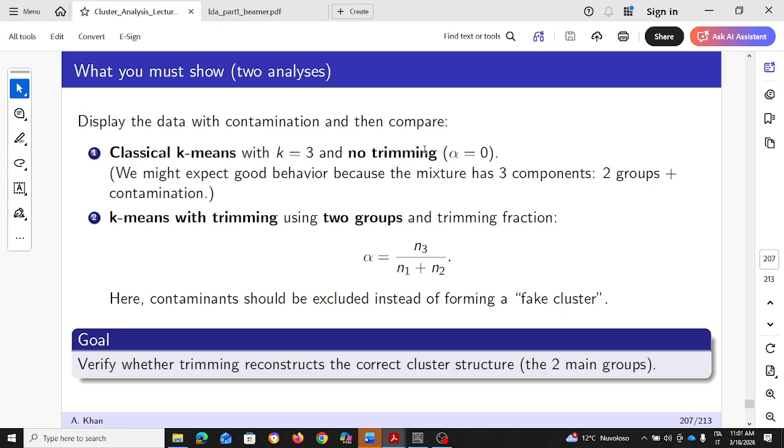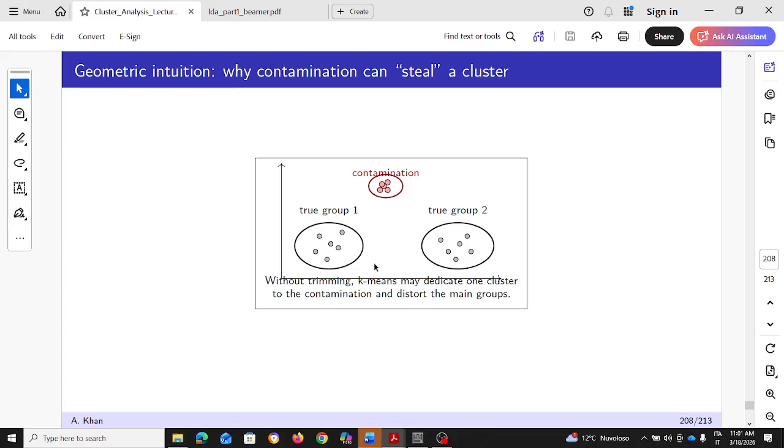So the classical one is this: k equal to 3, we have 3 clusters, no trimming, alpha equal to 0. But with trimming, alpha takes this shape: N3, the number of points of the third group, the contaminated group, divided by group 1 plus group 2. We want to exclude this group, which is kind of a fake cluster. So this is the intuition. The idea is: we have one cluster, another cluster, and we have added this contaminated data.